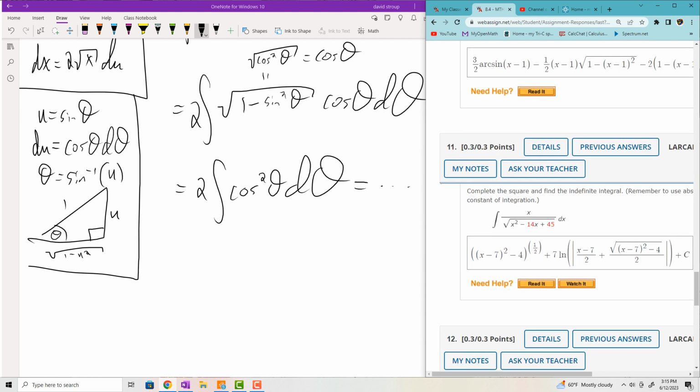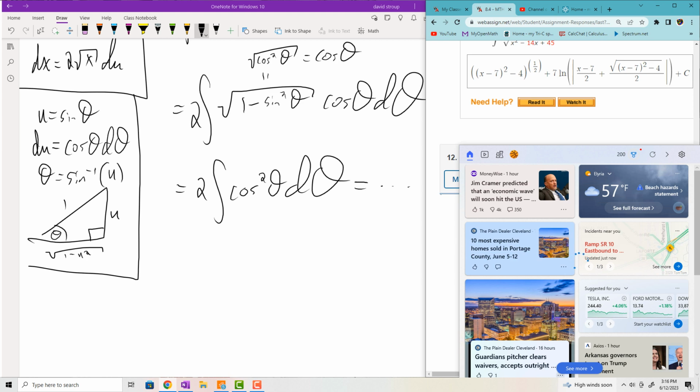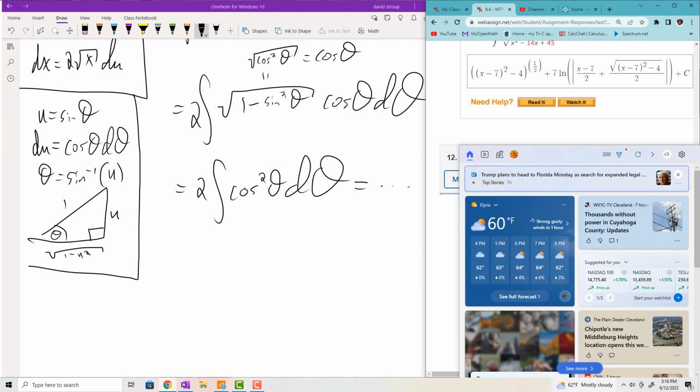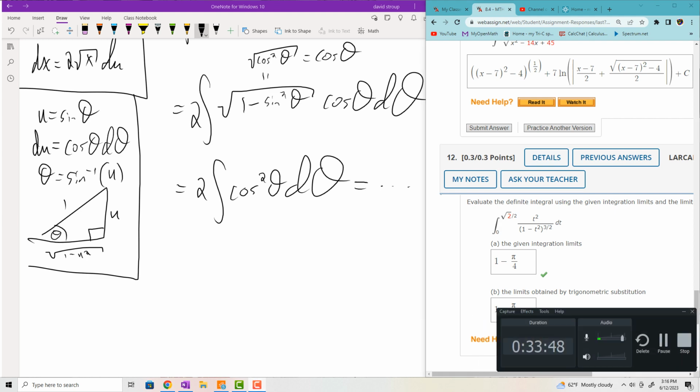Number 10 is a little nasty. You got to complete the square. Same spiel with number 11. Number 12 and 13, you're actually evaluating. I'll look at my notes and see if any of these are worthy of my attention. Just 1 second. Let me pause.